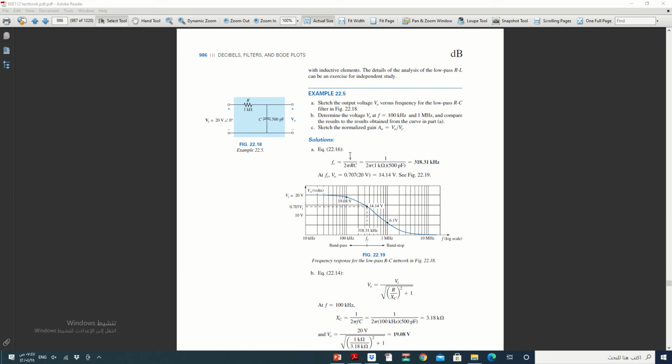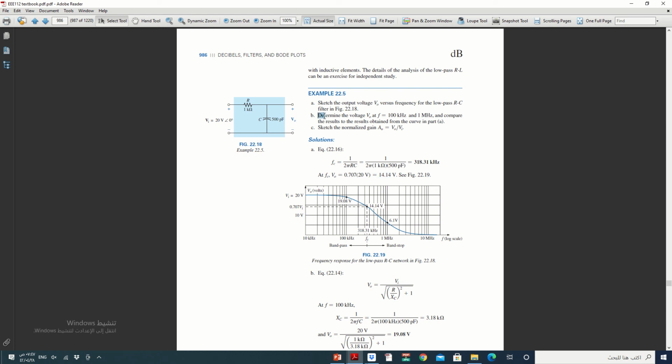Cutoff frequency, we know that it is 1 over 2 pi RC, and we have the resistor and we have the value of the capacitor. You will get the cutoff frequency. It is 318 kilohertz. And we need to find the value of voltage at cutoff frequency. We know that we need to multiply the V input, which is 20, by 0.707, and you will get 14.14. This is the main point in the RC low pass filter, as we studied now.